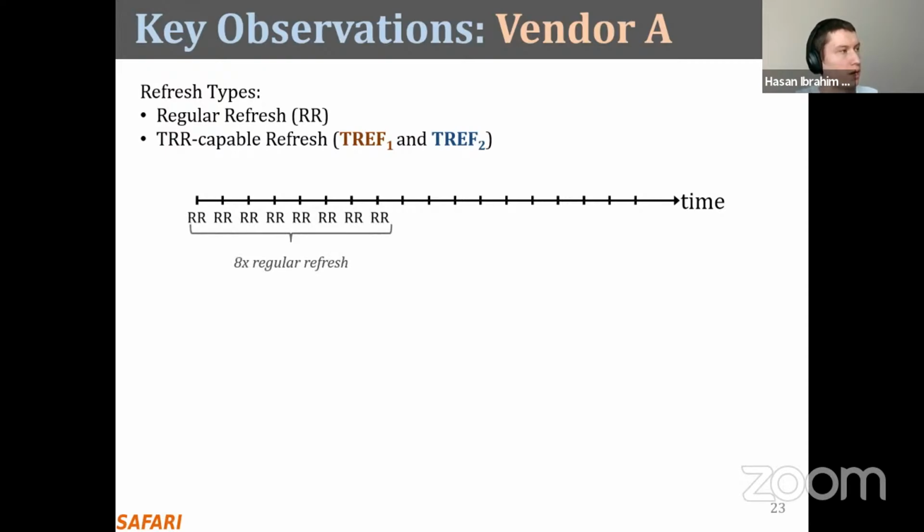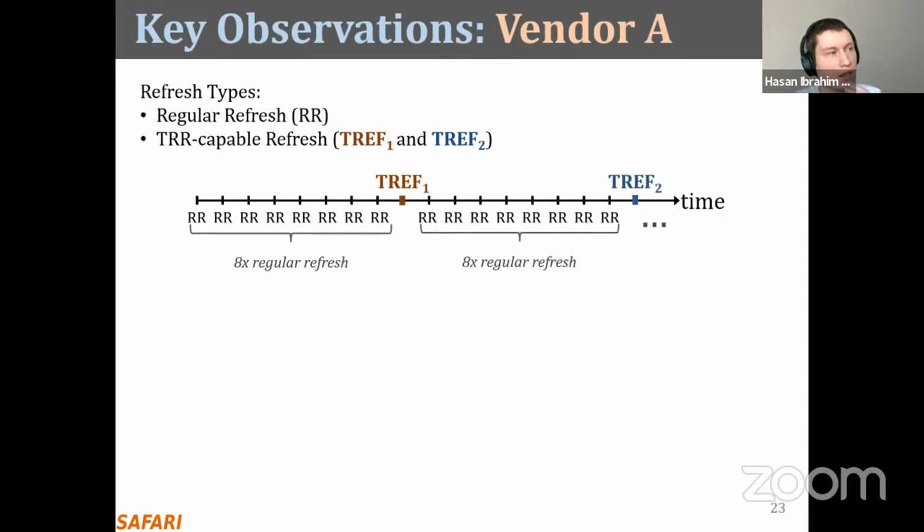So we find that 8 consecutive refresh commands that the memory controller issues perform regular refresh operations. But the 9th refresh command in the sequence performs TRF1. And similarly, the next 8 refresh commands are again regular refreshes, and the 9th refresh is this time TRF2. And this continues in this loop, right? So like 8 refresh commands followed by TRF1, 8 refresh commands followed by TRF2, and then this repeats over time.